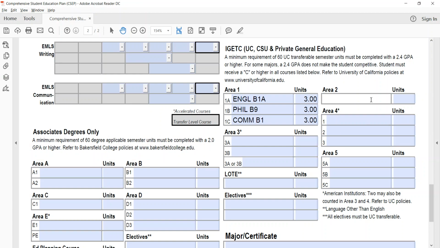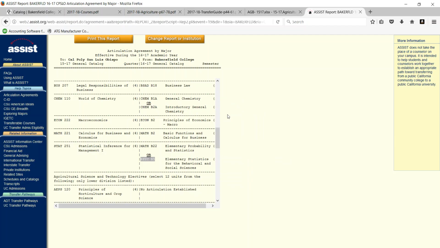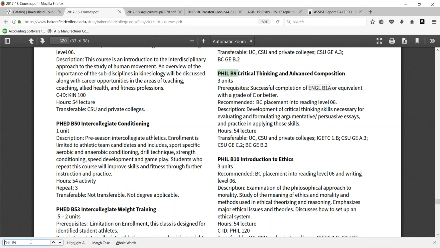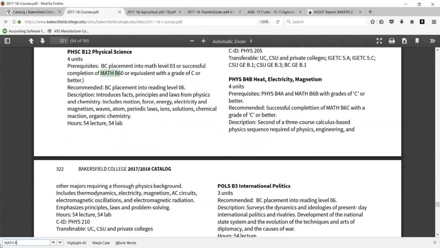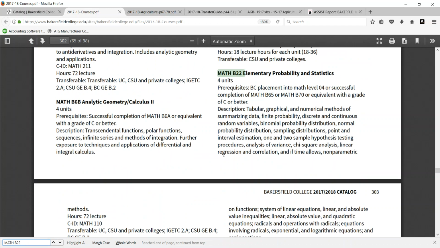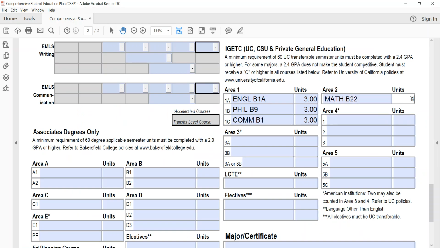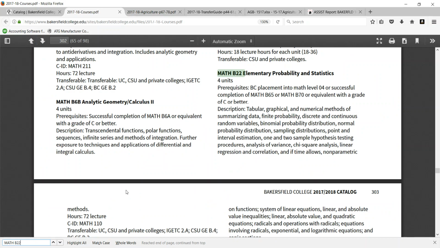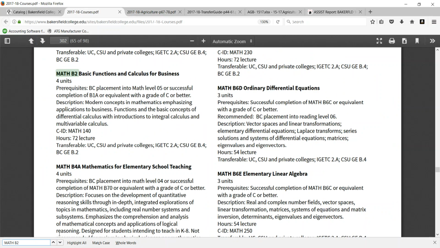So in my Area 2, I'm actually going to put Math B22, and I am not sure if it is a 4 or 3 unit class, so I'm going to look that up really quick. It is a 4-unit class, so we're going to plug that in. And that Math B2, I'm going to go over here and look that one up. It is a calculus class, which means that you have to go through pre-calculus, which is the equivalent of Math B1A, before you can get into this class.